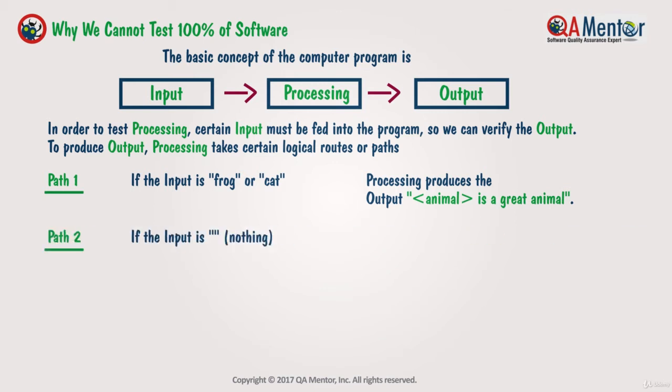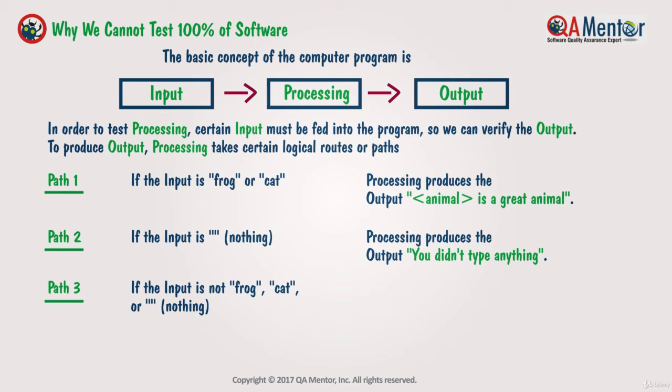Path 2. If the input is nothing, processing produces the output: You didn't type anything. Path 3. If the input is not frog, cat, or nothing, processing produces the output: You didn't enter the expected word. In case of the worthless program, froggy.py, each path is short, simple, and straightforward. In the case of real software, for example, software known as the Google search engine, processing is much more complex.